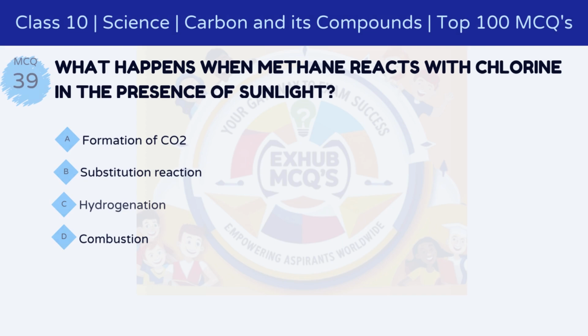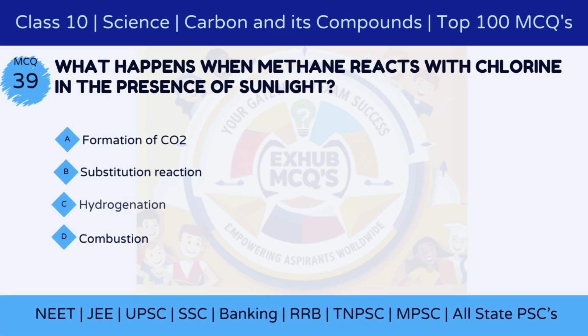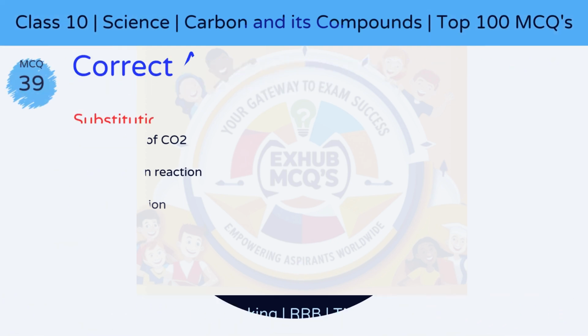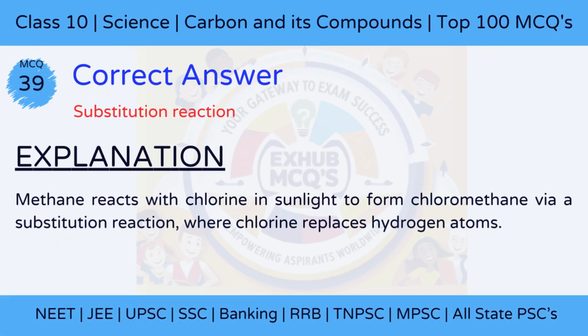What happens when methane reacts with chlorine in the presence of sunlight? Option A, formation of carbon dioxide. Option B, substitution reaction. Option C, hydrogenation. Option D, combustion. The correct answer is option B, substitution reaction. Explanation: methane reacts with chlorine in sunlight to form chloromethane via a substitution reaction, where one hydrogen atom in methane is replaced by a chlorine atom.